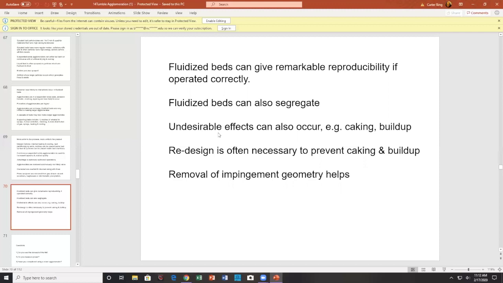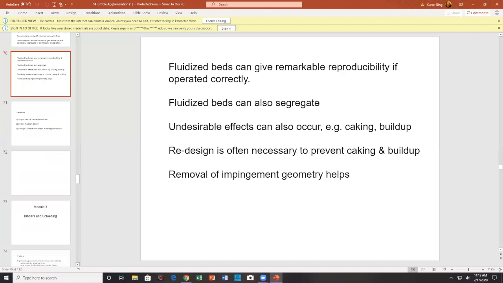Of course, you're going to have caking and breakup everywhere. Redesign is often necessary to prevent caking. One way of preventing caking is to remove the impingement geometry. If you've got impingement in there, just take out that chunk of metal. Then you have people say, oh, it's going to invalidate the warranty we have on the piece of equipment. Well, if the piece of equipment isn't working anyway and you're getting lousy product, and removing certain impingement areas helps, then why would you worry about such a minor thing as a warranty?